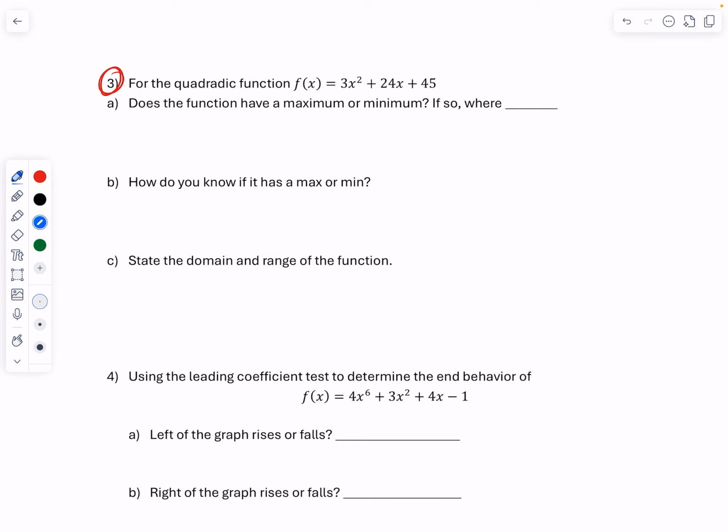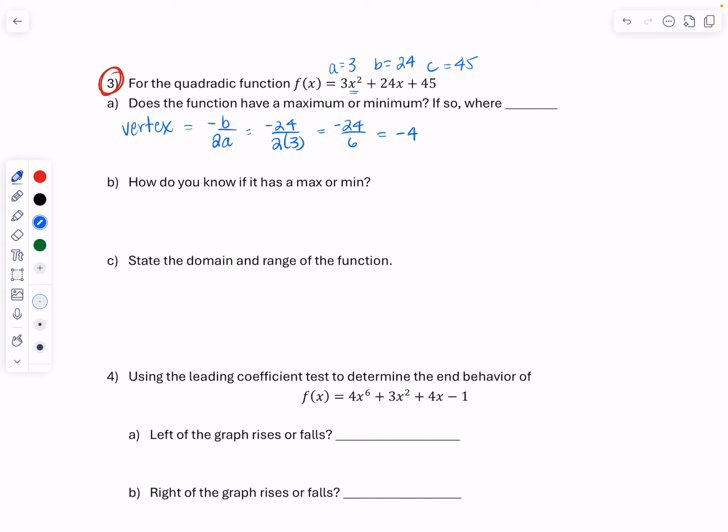So let's do number 3. All right, to find the maximum and minimum, we have to look at two things. First of all, we have to find the vertex, because that will be either the highest point or the lowest point of a quadratic, right? So we know this is quadratic. So the vertex can be found by taking negative b over 2a. A in this case equals 3, b equals 24, and c equals 45. So x is negative 24 over 2 times a, which is 3. So negative 24 over 6 gives me a negative 4.